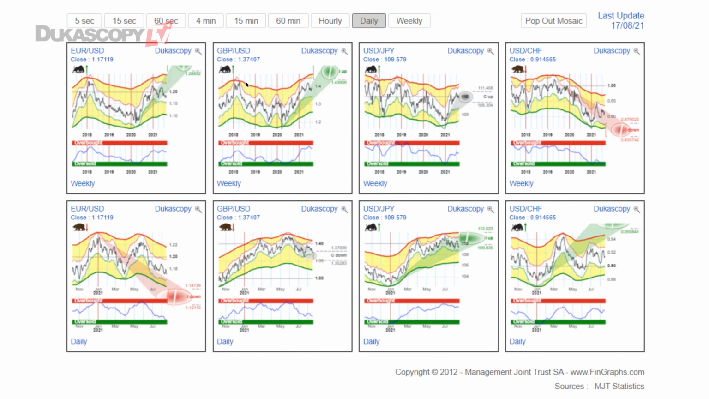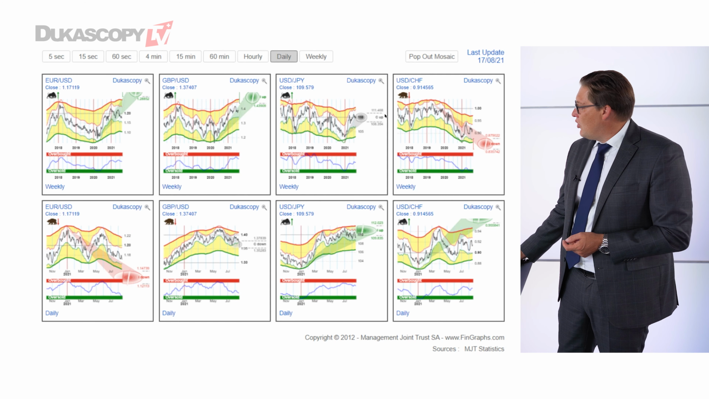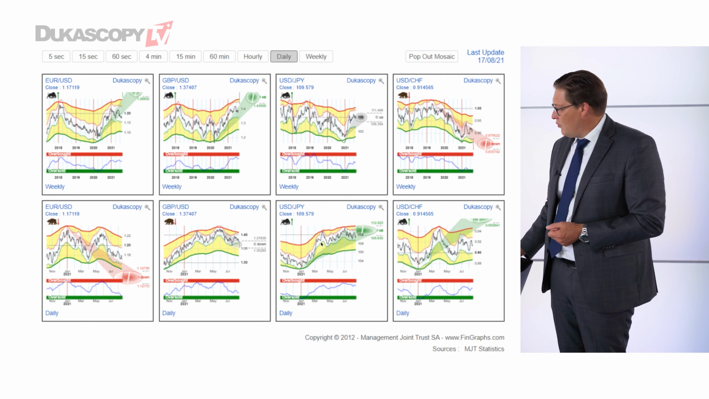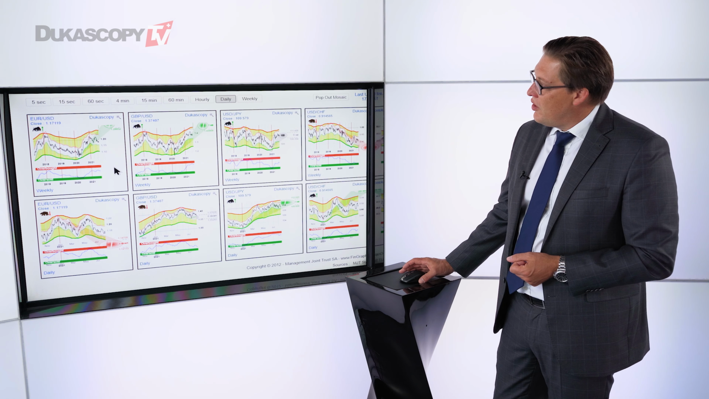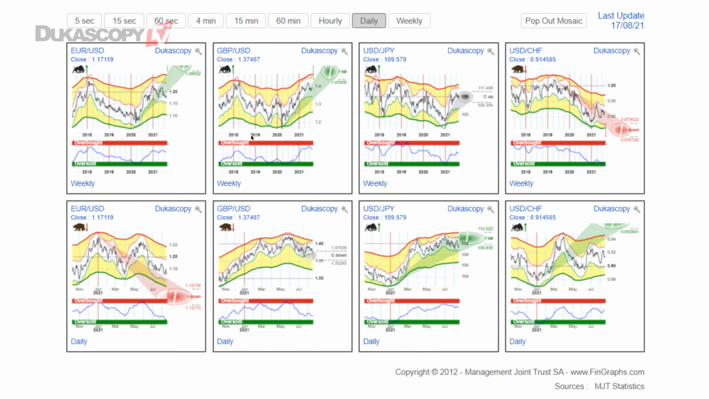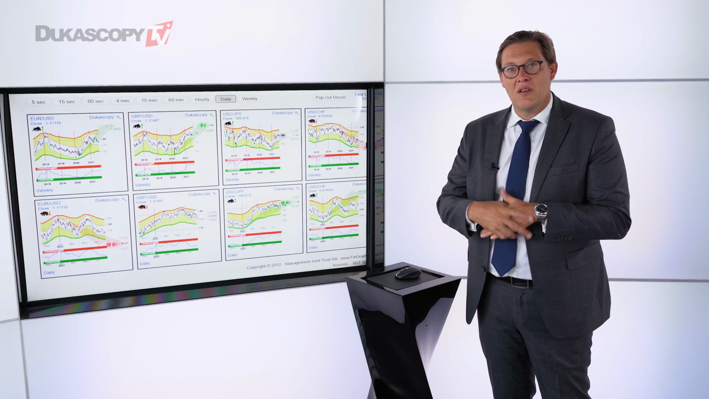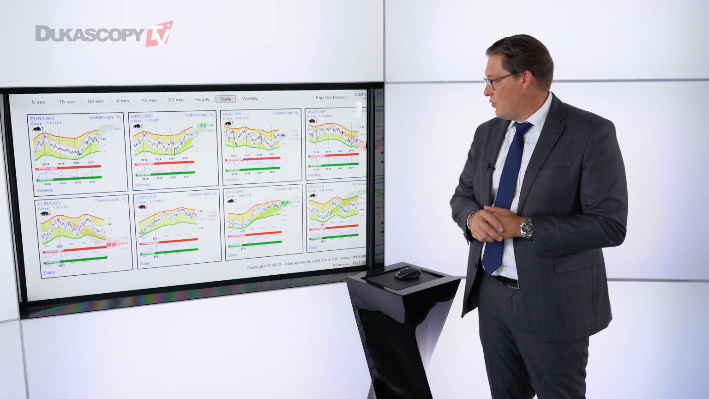So you have first column the euro, then cable, then dollar yen, then dollar Swiss. And we look at them on a weekly basis, so over the next few quarters, and on a daily basis over the next few months. What we can see is that the uptrends on euro dollar and cable are still heading higher and probably into next year, while dollar yen is probably meeting a resistance soon and could retrace and perhaps resume its downtrend, and while dollar Swiss is still heading lower, probably into next year. So basically, we're still bearish the dollar and bullish the main currency pairs against it into spring next year.